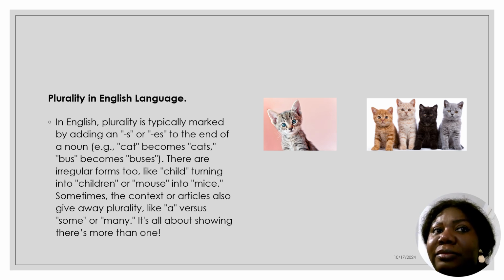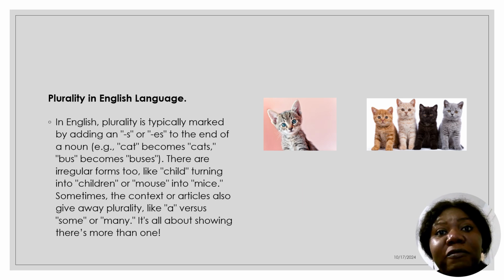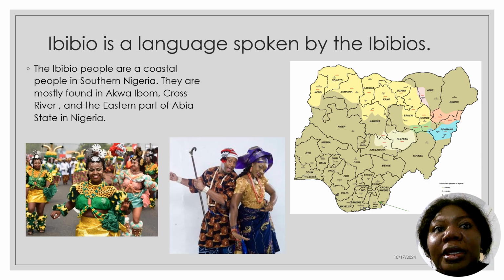However, it can be a bit tricky for young learners because once they've mastered one spelling rule or one strategy of showing plurality, they just want to apply that same rule to every word, but it does not always work. Now, that also happens in Ibibio as a language.